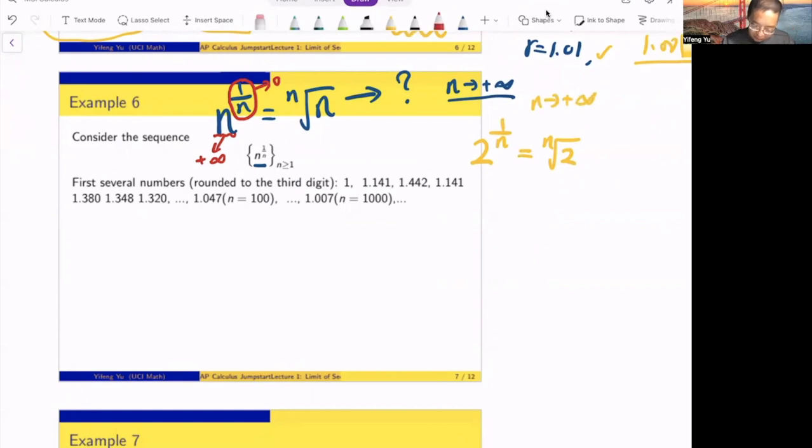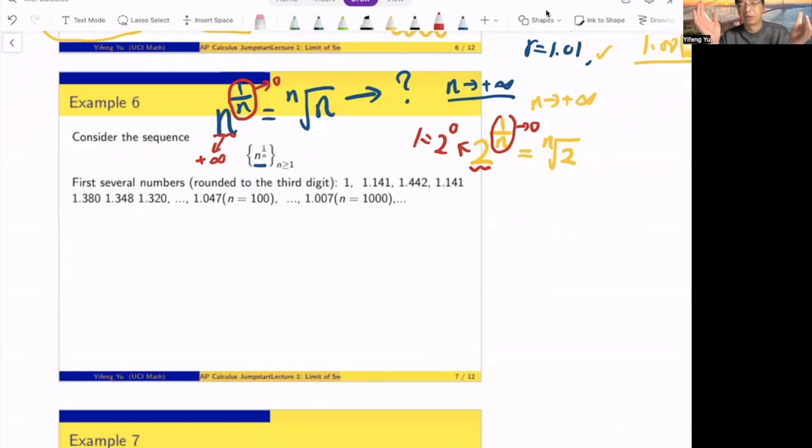And this will say, well, because this one goes to 0 and 2 is fixed, so this will just go to 2 to the 0, which is 1, right? This is clear if the base is fixed. But here the trouble is the base is not fixed. The base itself is n, and this one goes to infinity, right? It gets large. So it's not clear what is the limit of the sequence.